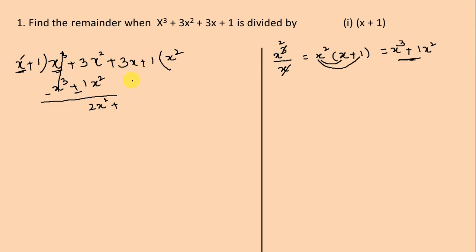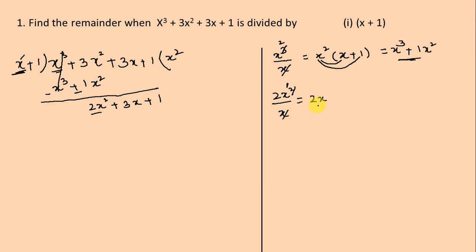and the remaining thing is 3x plus 1. Now again we follow the same steps. First we have to see the first term of these two. The first term is 2x square divided by x. Okay, x gets cancelled, 1x remains here, it is 2x.